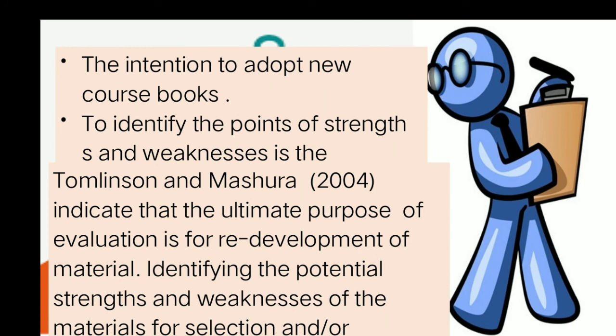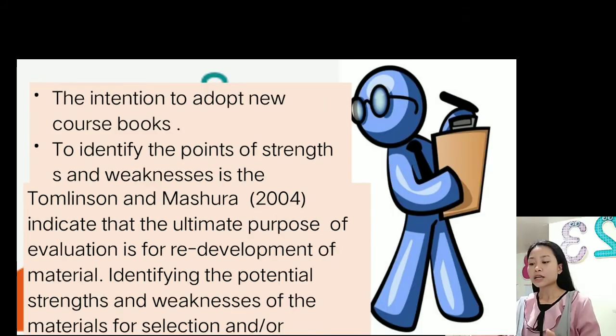So materials evaluation is important para mas ma-develop o mas ma-enhance pa nato ang materials, in which for example, in which part of the materials need pa og improvement o kailangan pa nimo siya i-develop para mas effective siya sa mga learners or sa mga students.